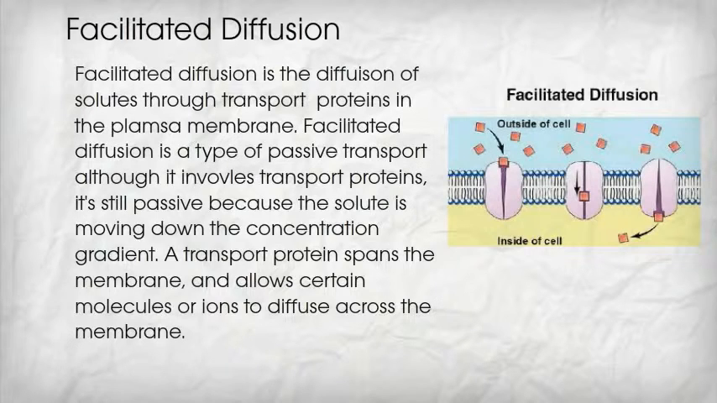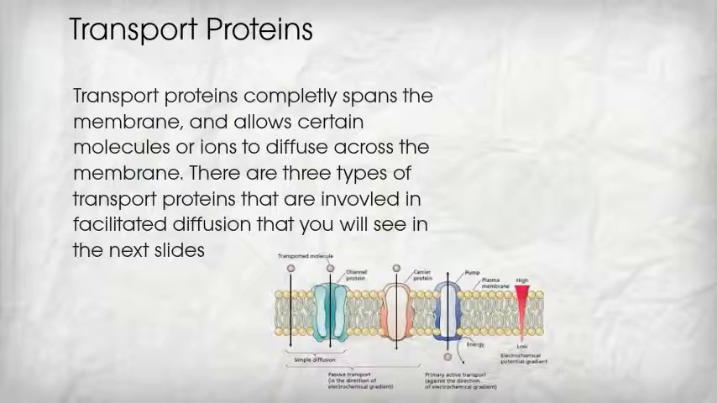Facilitated diffusion is a diffusion of solutes through transport proteins in a plasma membrane. Facilitated diffusion is a type of passive transport, although it involves transport proteins. It's still passive because the solute is moving down the concentration gradient. A transport protein completely spans the membrane and allows certain molecules or ions to diffuse through the membrane.